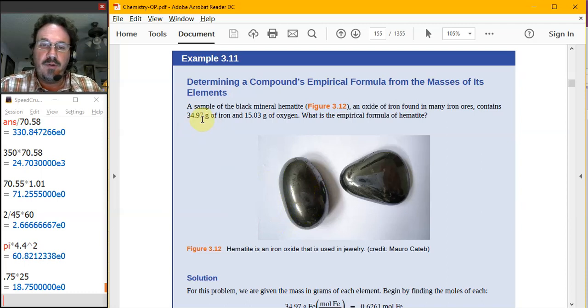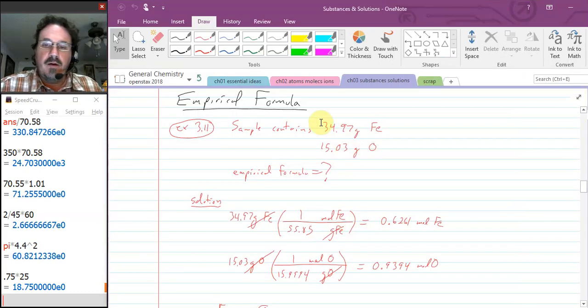All right, well, 34.97, 15.03. Let me go back to my notes here. Where are my notes? There they are. Here are those numbers. What's the empirical formula?